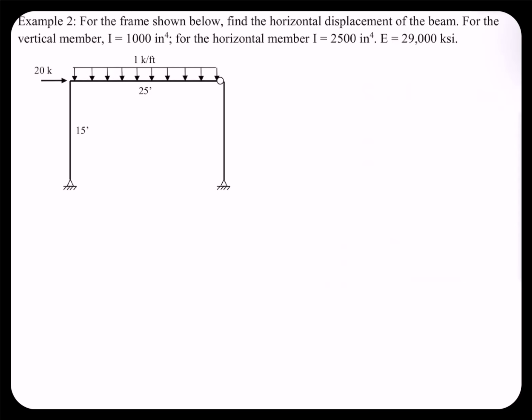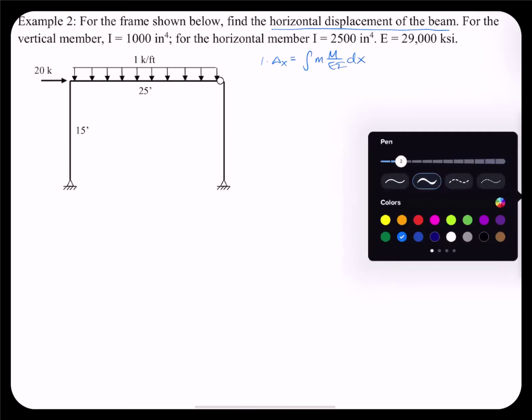Now that we've seen including the axial term for our virtual work on frames is negligible, for this problem we're just going to focus on our equation based on the flexure. So we're trying to find the horizontal displacement of the beam. So 1 times delta x is just going to be the integral of little m big M over EI. So we don't have to worry about finding the axial force in these members.